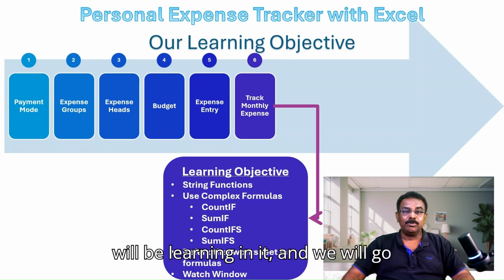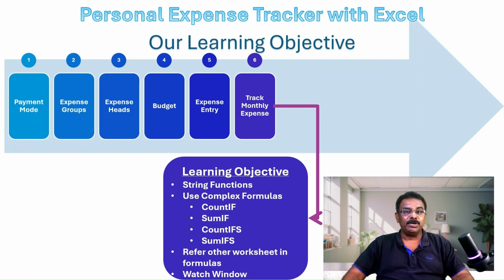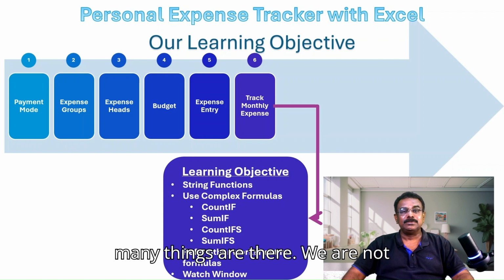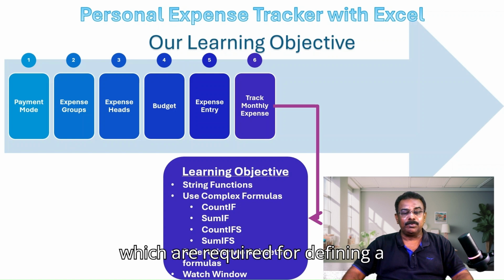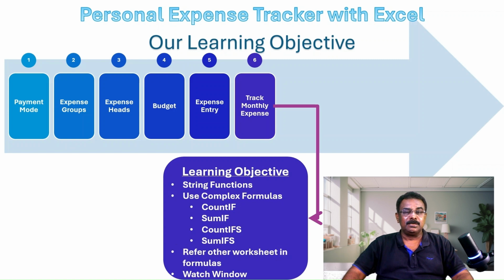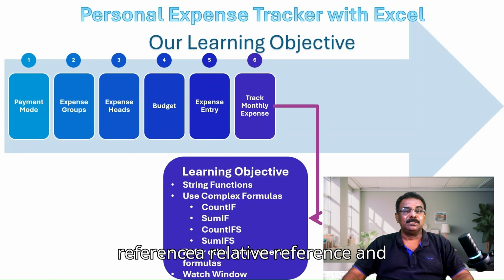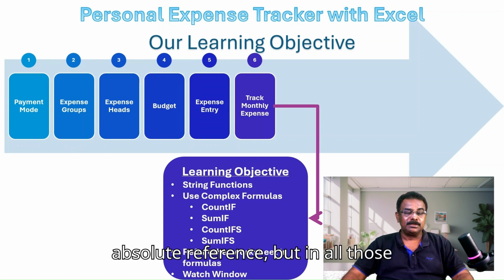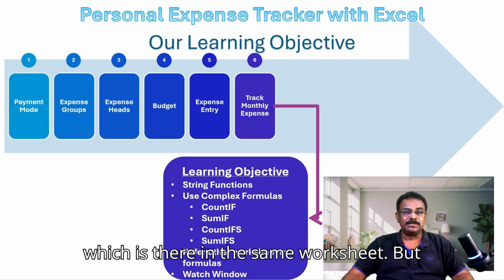And we will go with complex formulas, like how to use COUNTIF, SUMIF, many things are there. We are not limiting ourselves only to the formulas which are required for defining monthly tracking of expenses, but we are utilizing it to learn as much as possible. And so far in our basics, we might have seen a relative reference and an absolute reference, but in all those things, we might have used only a cell which is there in the same worksheet.